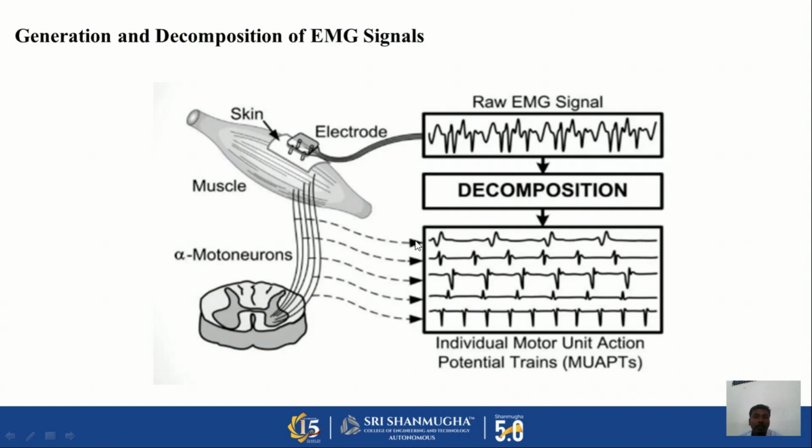The raw EMG signal is a complex combination of signals generated by multiple motor units in the muscle. Therefore, signal processing techniques are used to separate or decompose this complex signal. This process is called EMG signal decomposition, where the raw EMG signal is divided into individual motor unit action potential trains. By analyzing these motor unit signals, we can understand the muscle activity and use the information to control prosthetic devices such as artificial hands.